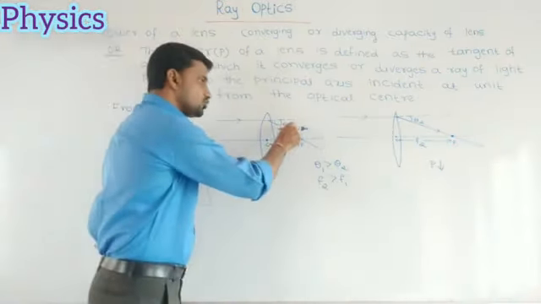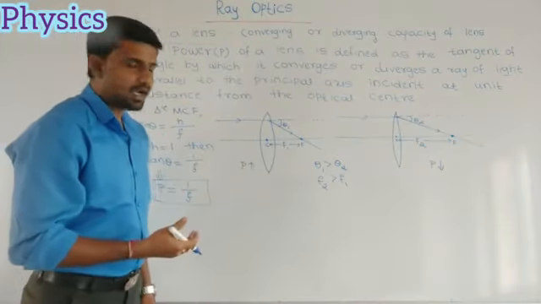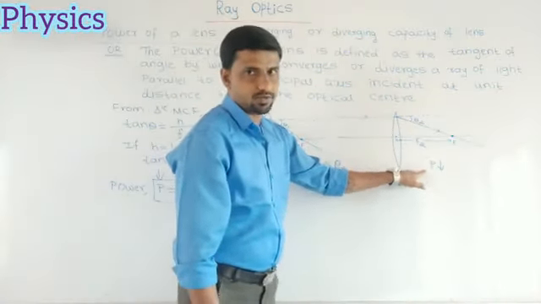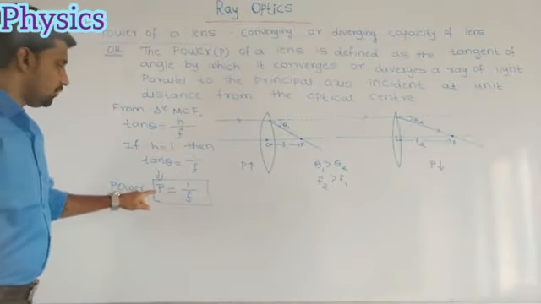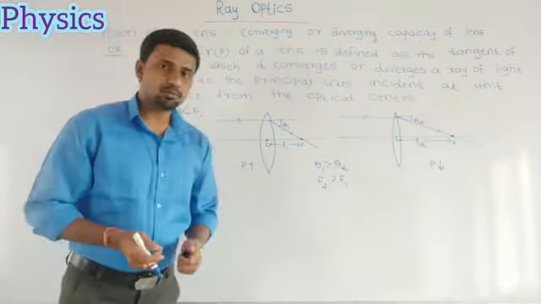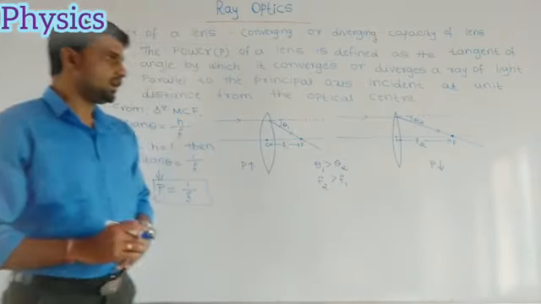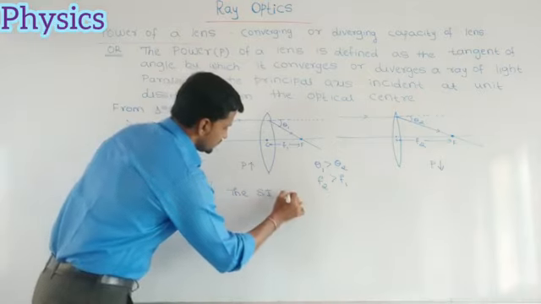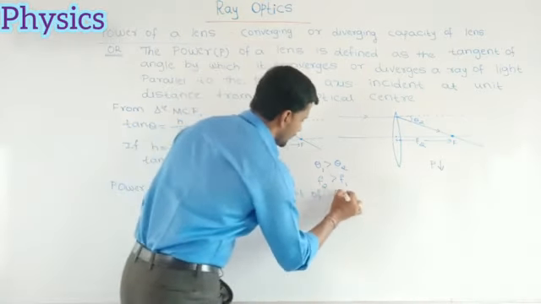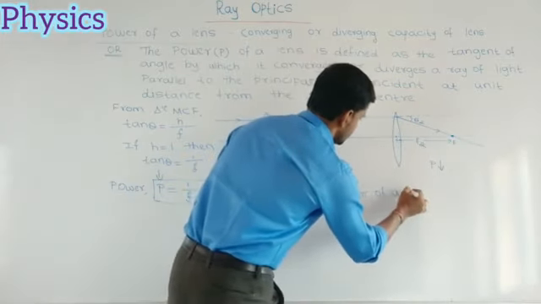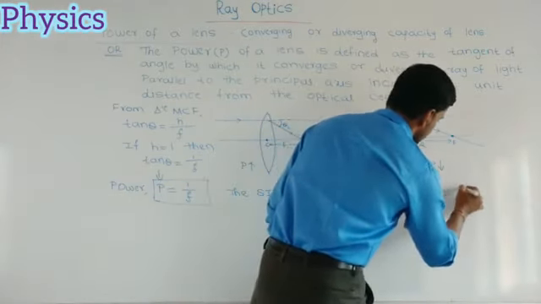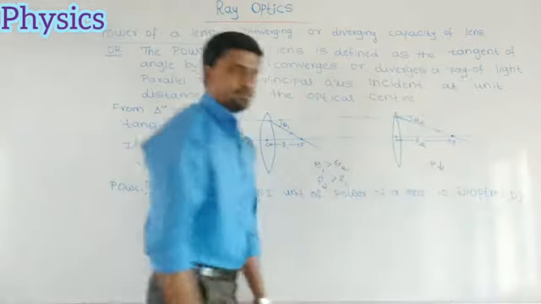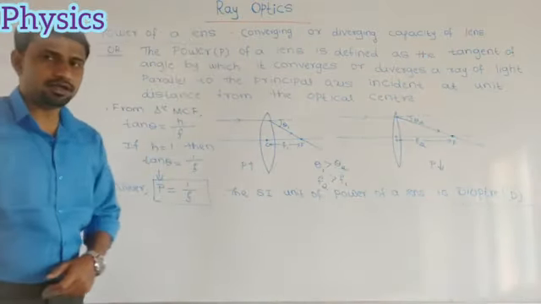And here, the bending is also more. If the bending angle is more, then the power is also more. Here, the bending angle is less, then the power is also less. So I can tell that from this equation, power and focal length of the lens are inversely proportional to each other. Okay. And another thing you should remember is that the SI unit of power of a lens is diopter. It is denoted by the capital letter D. This is the SI unit of power of a lens.